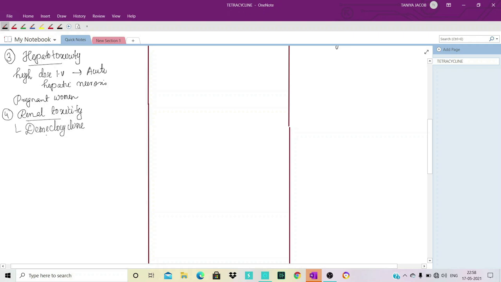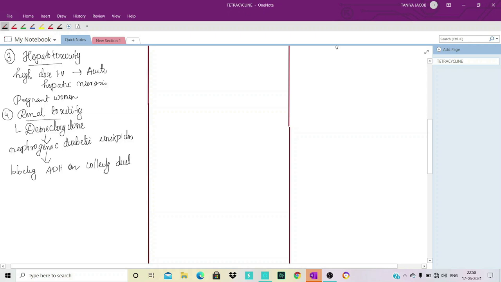Demeclocycline may produce nephrogenic diabetic insipidus. Okay, how does this happen? It happens by blocking the action of ADH on the collecting duct.